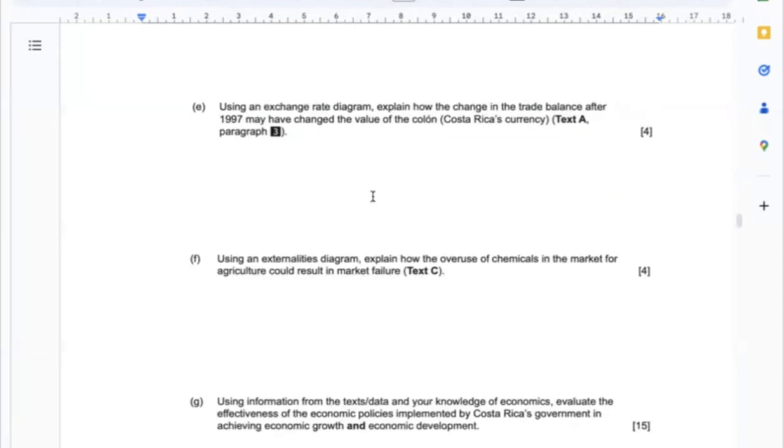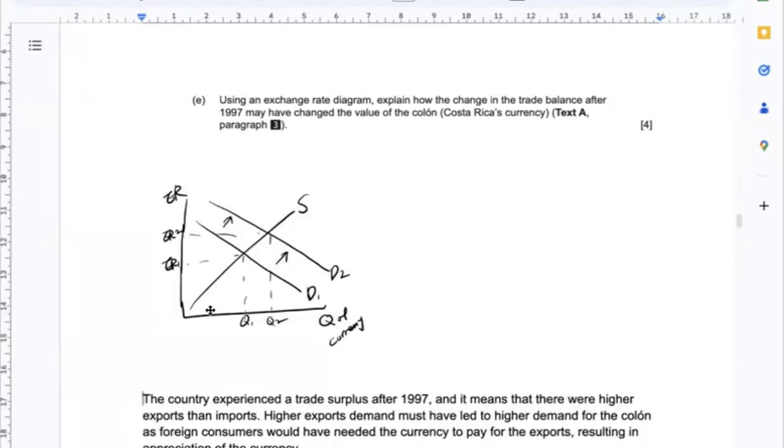Question E. Using an exchange rate diagram, explain how the change in the trade balance after 1997 may have changed the value of the colon, which is Costa Rica's currency. According to the text, the country experienced a trade surplus after 1997. And it means that there were higher exports than imports. So higher export demand must have led to higher demand for the currency colon because foreign consumers would have needed the currency to pay for the export. So it must have led to the appreciation of the currency.